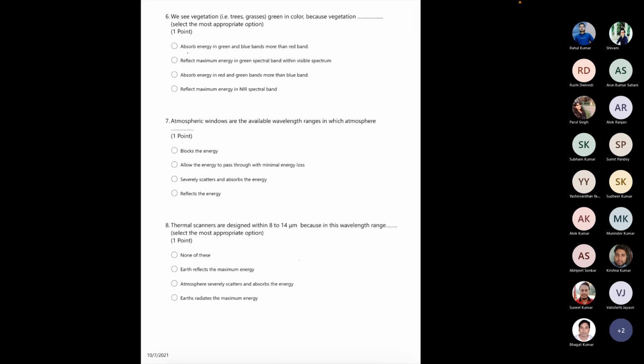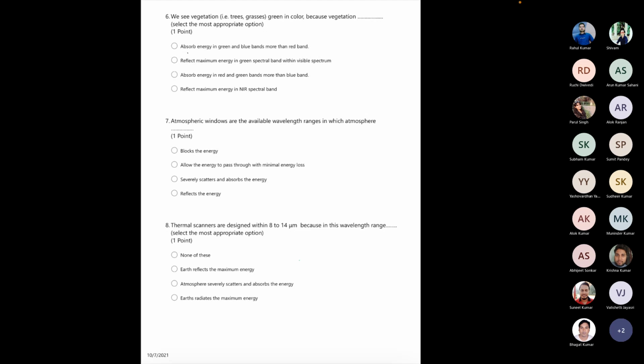Okay. So if you see the options, vegetation color, you see green, absorb energy in green, blue band more than red band. It is not correct. You just need to see the spectral signature and you will get your option. So reflect maximum energy in green spectral band within visible spectrum. This is the correct option. Even if you see the statement, the fourth statement is correct, but not in the context of this problem.